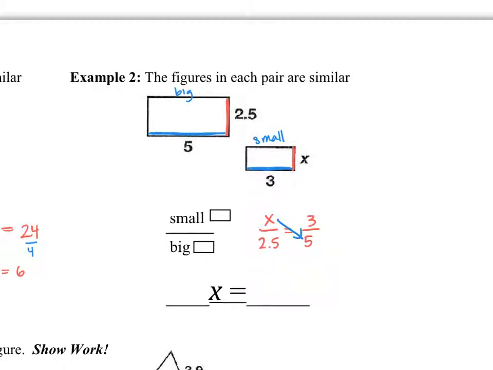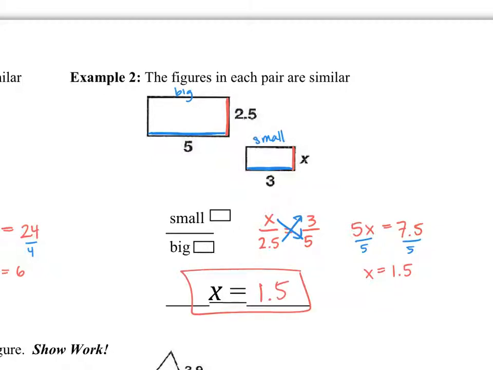So I'm going to do X times 5, which is 5X. Then we'll do 2.5 times 3, and that is 7.5. Just one step here to get my answer. I divide both sides by 5, and that gives me 1.5. So that's our X. And that's all there is to it.